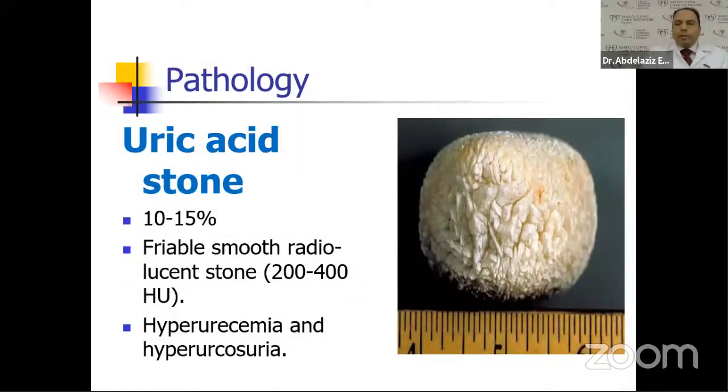10 to 15% of urinary tract stones are uric acid stones, which grossly appear smooth and friable. They are easily fragmented, and on X-ray appear as radiolucent stones, with a Hounsfield unit of 200 to 400. Usually it is due to hyperuricemia and hyperuricosuria.